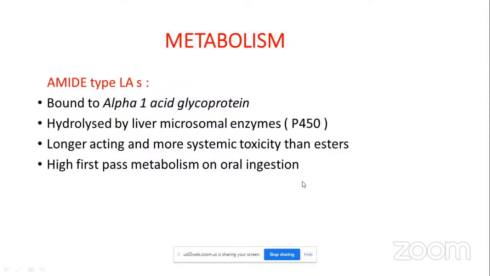Metabolism of amide group local anesthetics. These are bound to alpha 1 acid glycoprotein. They are hydrolyzed by liver enzymes. These are longer acting and cause more systemic toxicity than ester group local anesthetics. There will be higher first pass metabolism on oral ingestion.